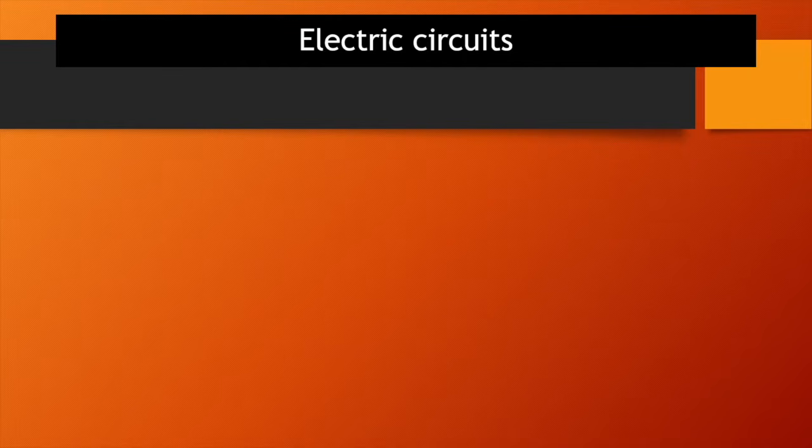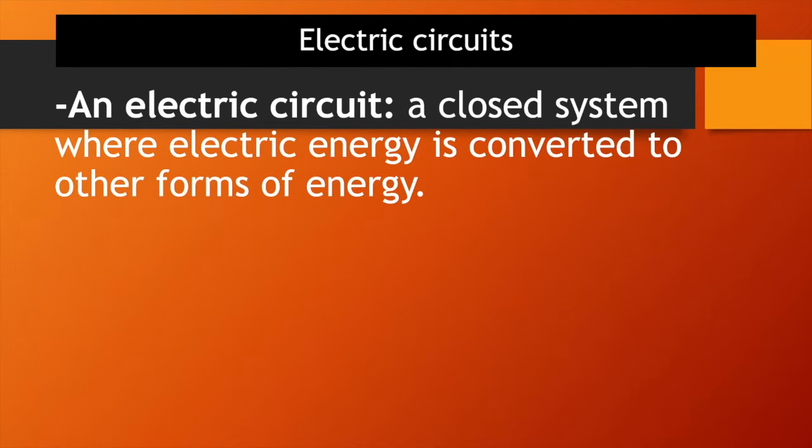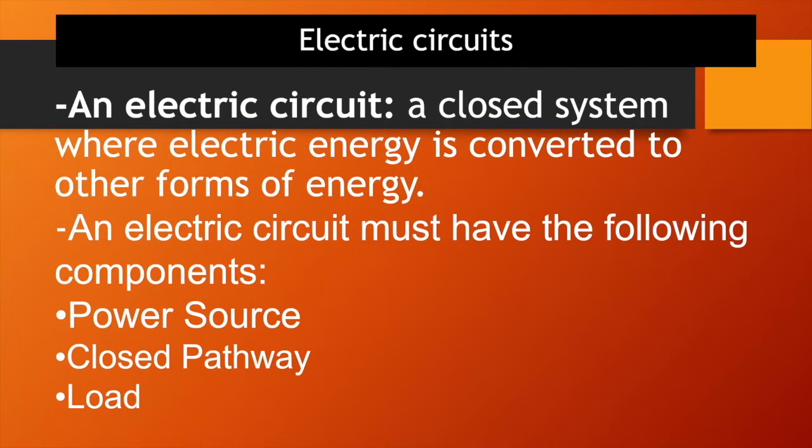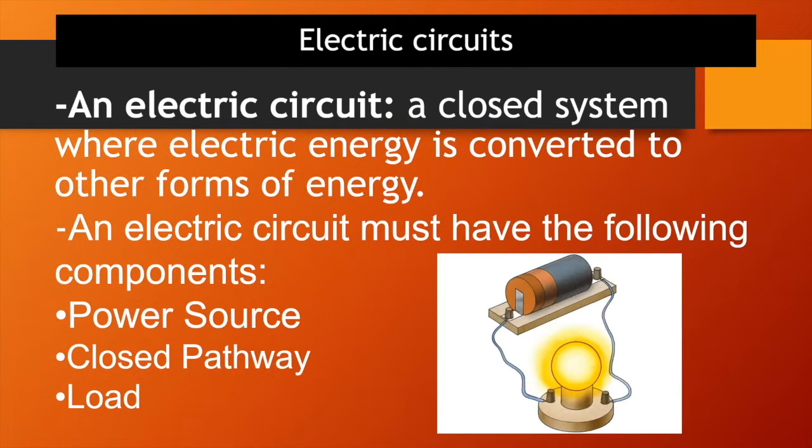Let's start with what an electric circuit is. An electric circuit is a closed system where electric energy is converted to other forms of energy. Examples of that could be light energy or heat energy. An electric circuit must have the following components: a power source, a closed system, and a load. This means that there must be a complete pathway for the electricity to flow in from one terminal of the battery or cell to a device and back to the other terminal of the battery or cell.